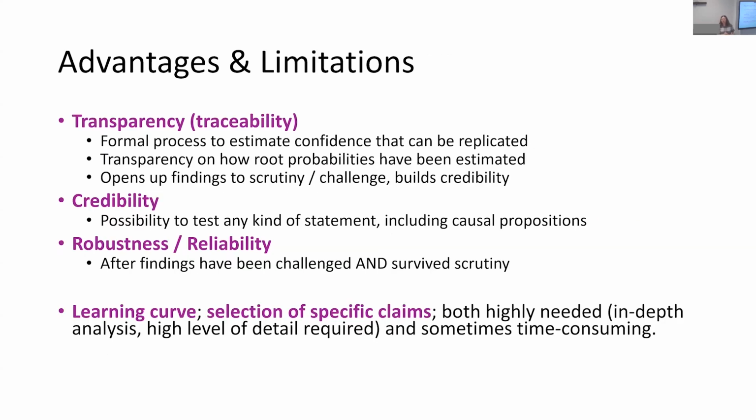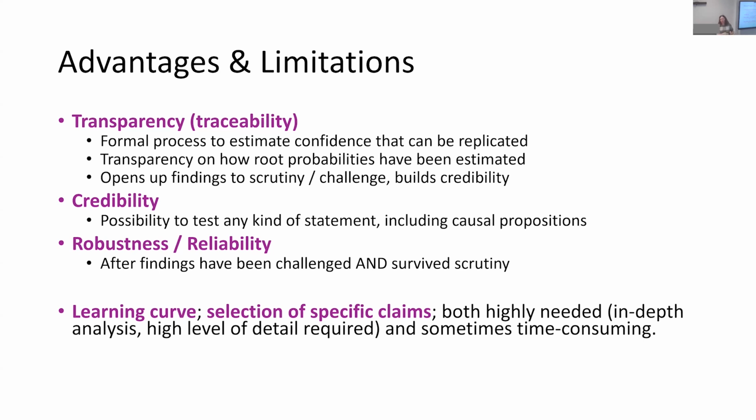So to conclude, the advantages for me: especially the formalization adds transparency to the process, traceability even, because you estimate confidence during a process that can be replicated. There's transparency on how the root probabilities have been estimated, and this opens up the findings to scrutiny and challenge, but at the same time builds credibility because everyone can see what you did and how you got to the findings. The credibility is also in an internal validity sense because you can test causal propositions as well. So propositions are formally causal. And then reliability: if you repeat the process, you end up confirming the findings, with sensitivity analysis and that kind of thing.